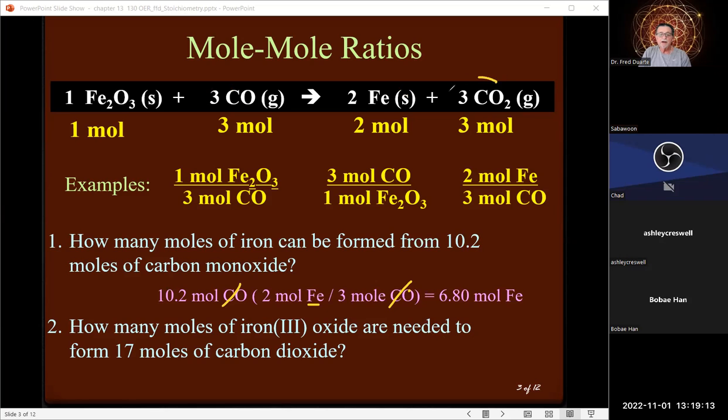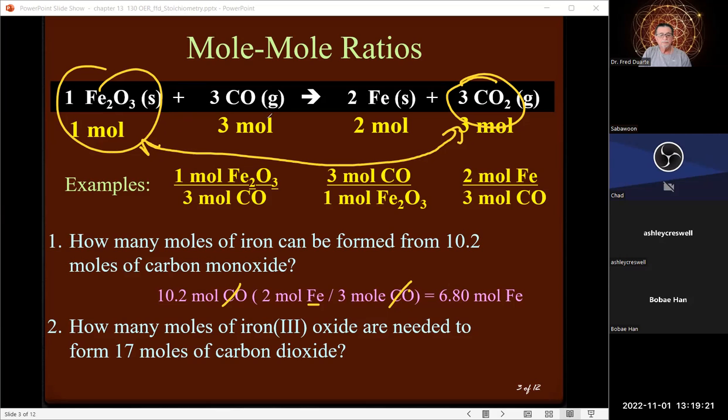We are concerned about the carbon dioxide and the iron(III) oxide. Just between carbon dioxide and iron(III) oxide. If we have 17 moles, what I do is I write down the balanced equation, what I'm looking for. If I need to make 17 moles of carbon dioxide, how many moles of iron(III) oxide do I need to begin with, is the question, okay?